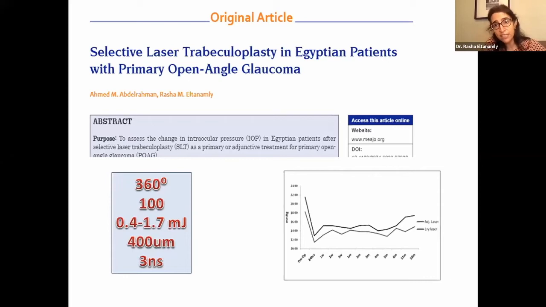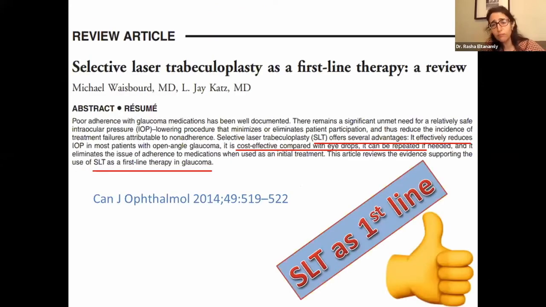So looking at further evidence addressing our question, this is a review of previously conducted randomized studies, published in the Canadian Journal of Ophthalmology in the year 2014. Following this review, the authors said that the evidence supports the use of SLT as a primary and first line therapy in glaucoma, due to its several advantages: its efficacy in lowering the pressure, its cost effectiveness in comparison to eye drops, and the concept of repeatability, because as you all know, SLT can be easily repeated when compared to the old argon laser trabeculoplasty.